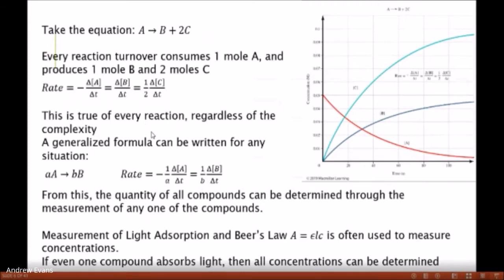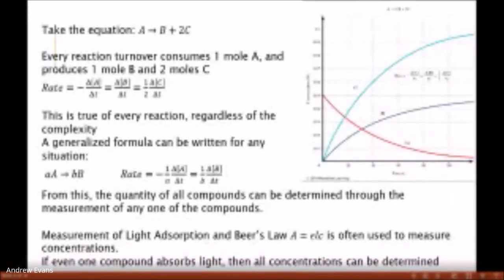So this is going to be true for every reaction, regardless of how complex it is. We can generalize a formula for any reaction, any situation, that for an element or compound A and an element or compound B, the rate is equal to -1 over small a, which is our stoichiometric coefficient for A, and equal to +1 over small b, the stoichiometric coefficient for B. So negative for reactants, positive for products. Doesn't matter what the coefficient is, we're just going to divide by that coefficient.